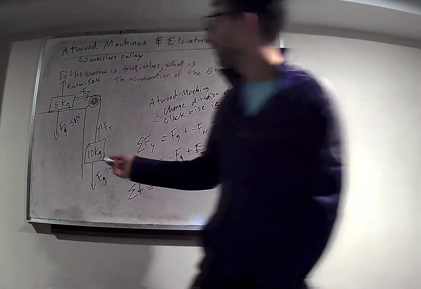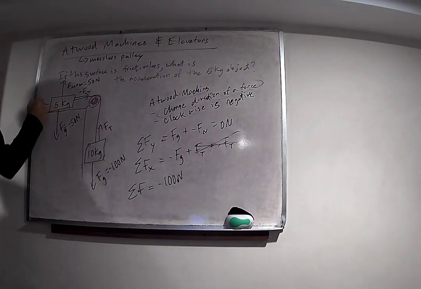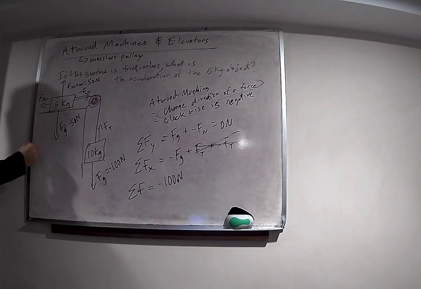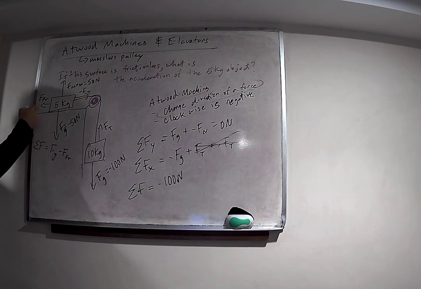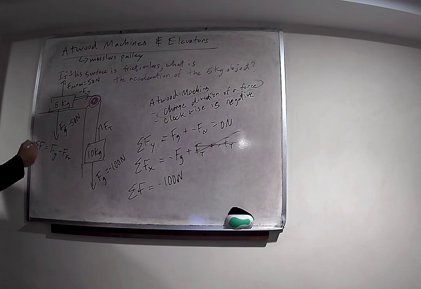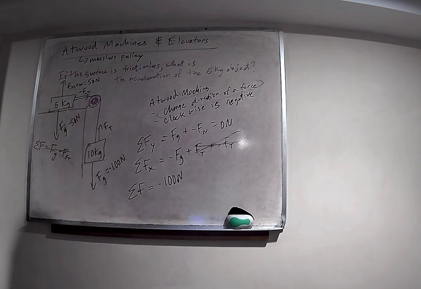If I had a force of friction here, which I don't on this one, in that case, our net force would be that Fg, negative 100, minus this force of friction, whatever it is. But in this case, we're saying no force of friction, so don't worry about this. We don't really have to worry about this for this particular problem.